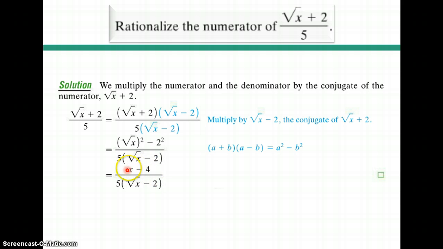Here the numerator has no radical sign, so it has been rationalized.